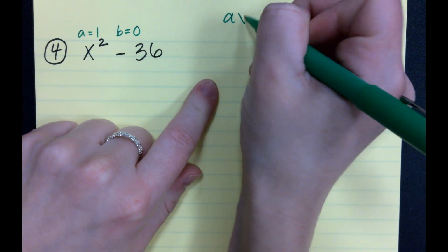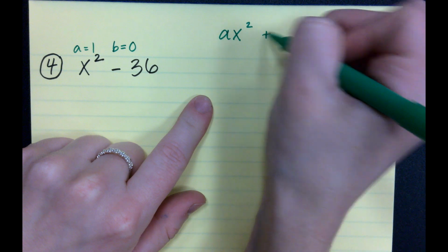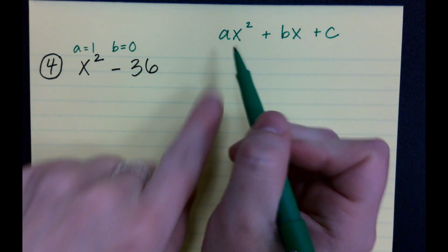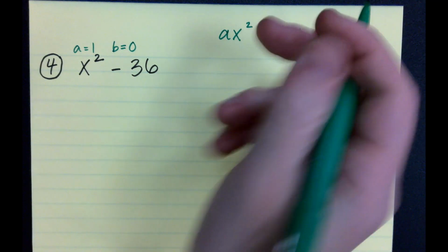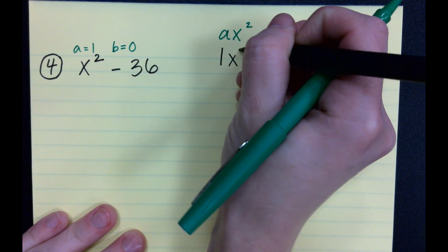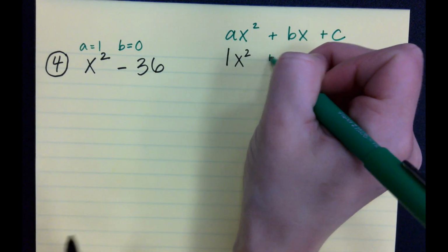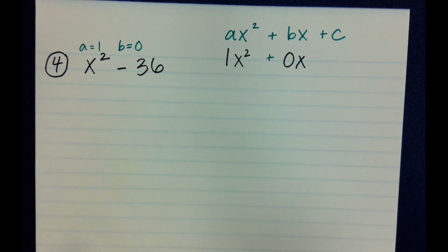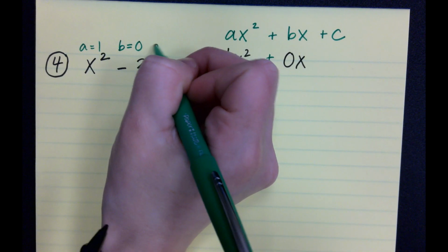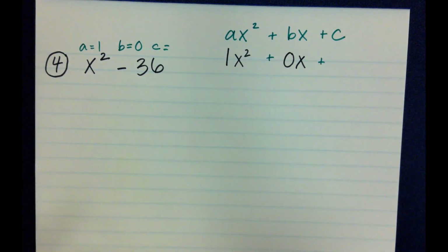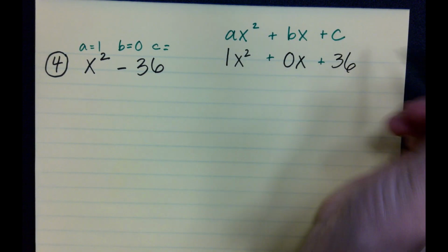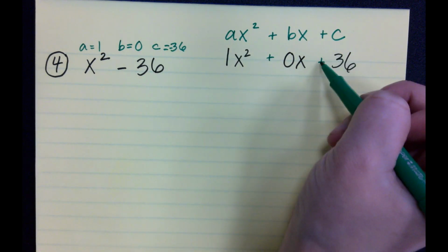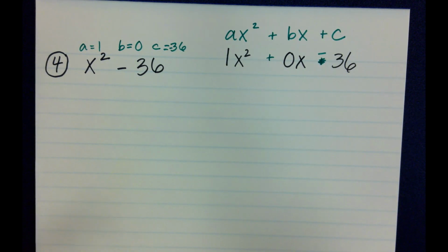We have ax squared plus bx plus c. Okay, so if my a is 1, I'm going to write 1x squared plus, if my b is 0, I'll put 0x. No middle. And what's our c? Negative 36. My bad, I messed that up.